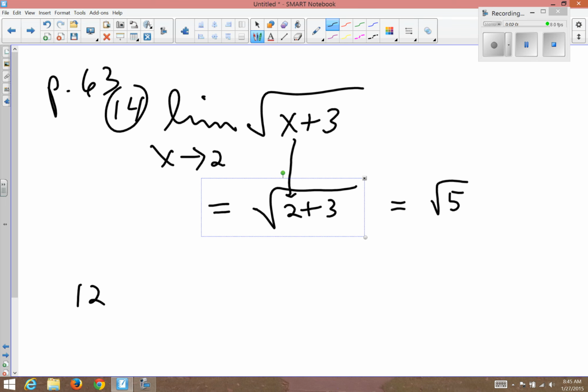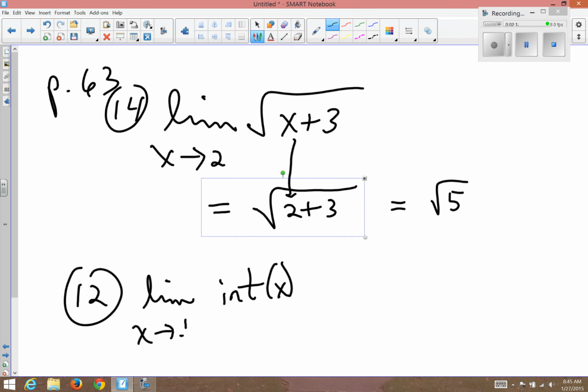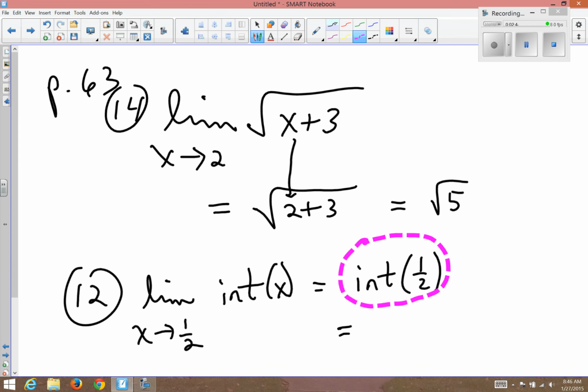Number 12, the limit of the int of x as x approaches a half. That would be the int of a half. This is the greatest integer function. The int of a half means the greatest integer that's less than or equal to a half. Of all the integers, 0, 1, 2, 3, etc., -1, -2, -3, etc., this denotes the greatest of all those integers that's less than this. So the answer to exercise 12 is 0.